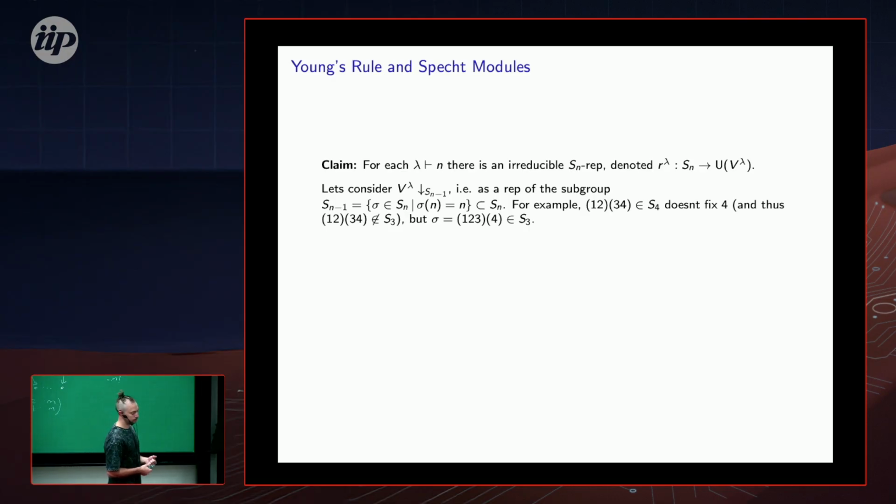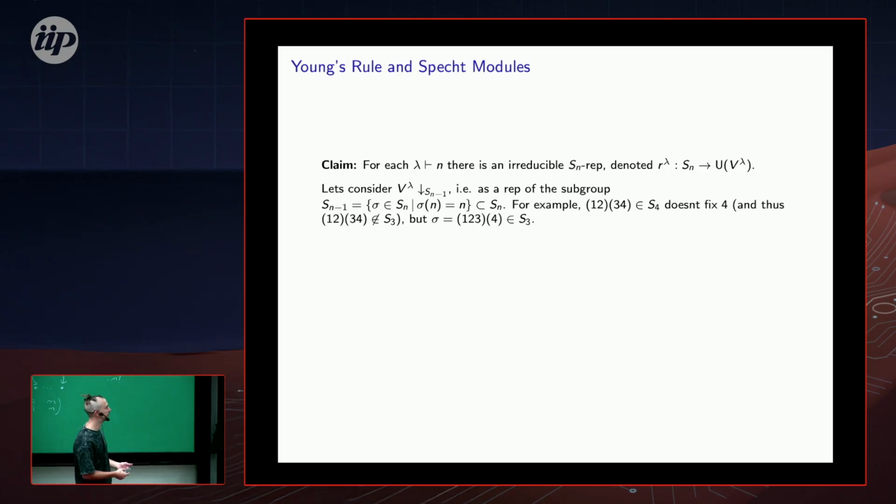Each time you have a representation, you can choose to evaluate it on a subset or a subgroup of elements. And when you do that, this is called restricting the representation. Whenever a representation is irreducible and you think of it as a representation of a subgroup, it need not be irreducible anymore. It may split into more than one piece. So we will consider the restriction of the irreducible lambda into the subgroup Sn minus 1.